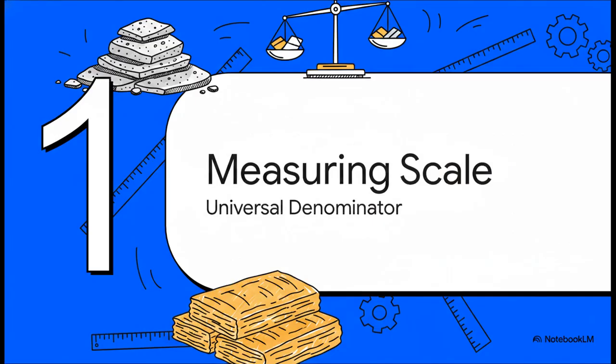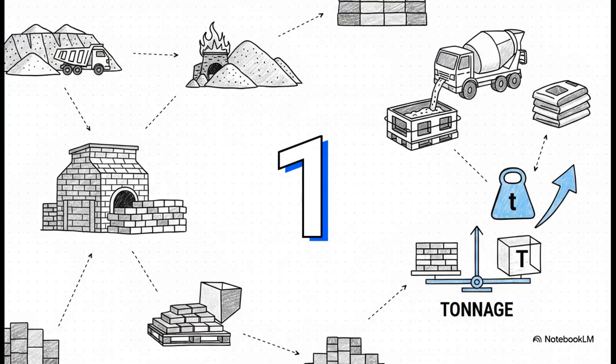Section 1. Measuring scale, the universal denominator. You see, in an industry that produces literally everything from crushed stone to fiberglass insulation, you need a common language. And that language is the metric ton. This serves as the fundamental unit of measure for quantifying production across the entire industry. Whether a company is mining sand and gravel out of a quarry, firing clay in a kiln, or manufacturing massive quantities of cement, weight is the great equalizer. By standardizing the reporting unit to metric tons, the SASB framework ensures that analysts aren't trying to compare pallets of bricks to cubic yards of concrete. Everything gets translated into raw, undeniable tonnage.